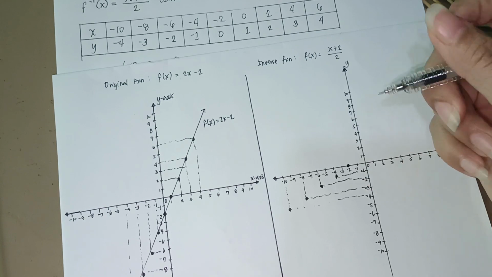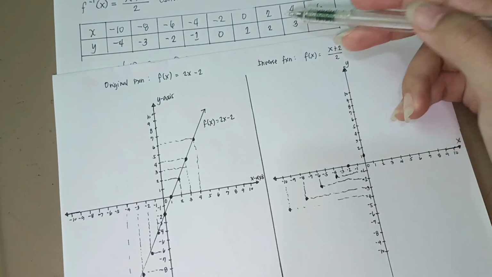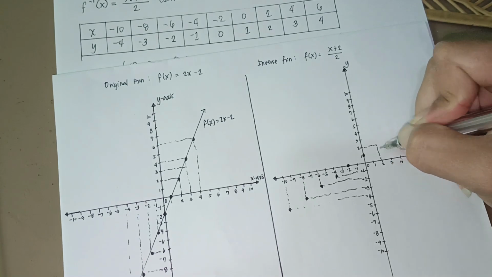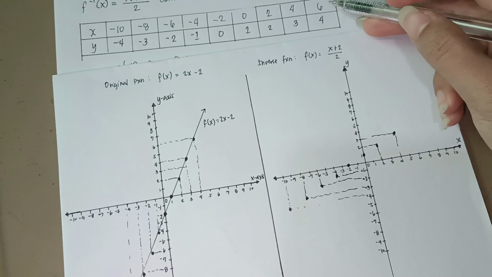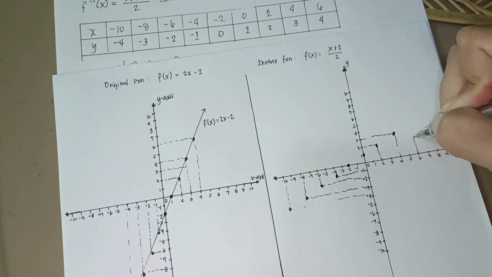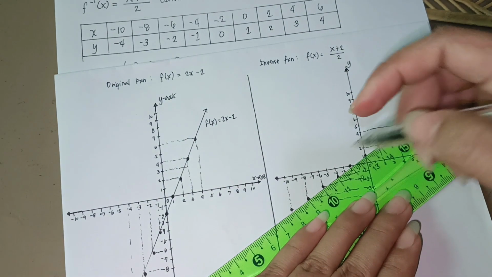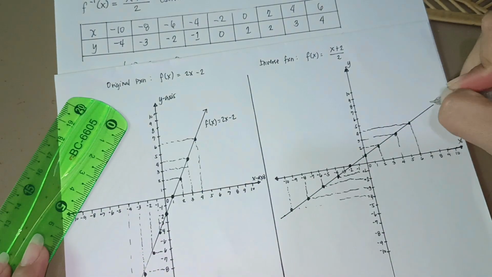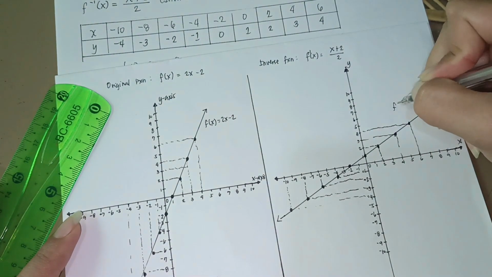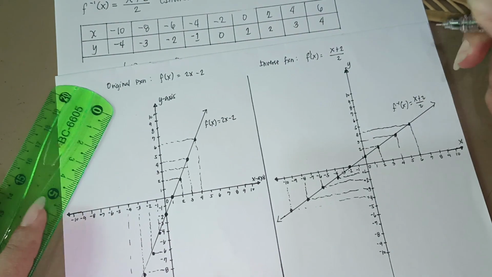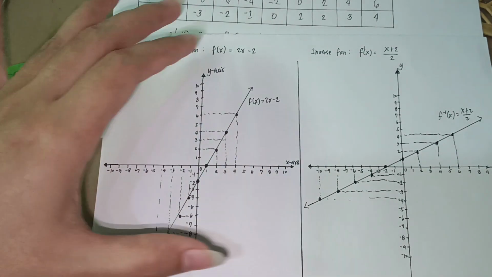So, nakaplot siya sa ating x-axis. Kapag 0 ang x, nakaplot siya sa positive 1. So, doon tayo sa y-axis, sa 1. Kapag 2 ang ating x, nakaplot din siya sa 2. Kapag positive 4 ang ating x, nakaplot siya sa positive 3. Kapag positive 6 ang ating x, nakaplot siya sa positive 4 for the y. Okay? And then, connect. So, ito ang plot ng f inverse of x is equal to x plus 2 over 2. So, ayan yung difference sa kanilang plot. This is the original function, this is the inverse function.